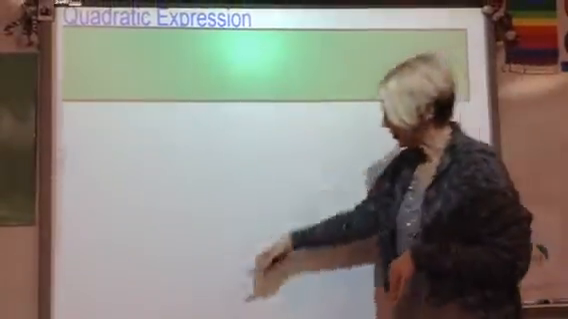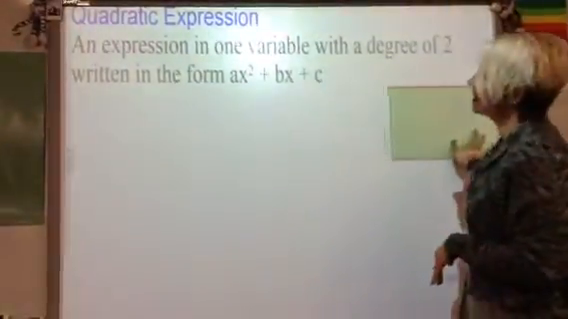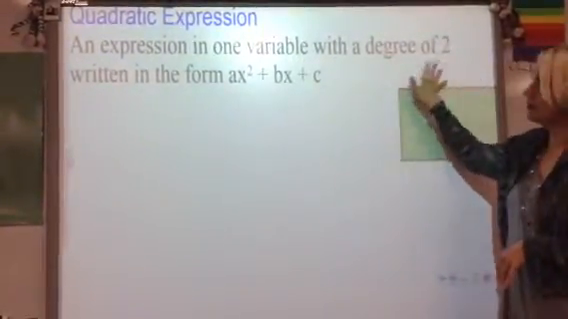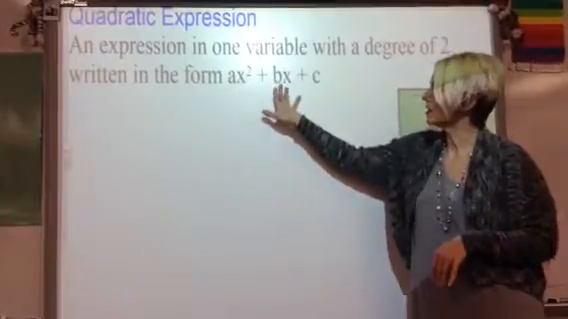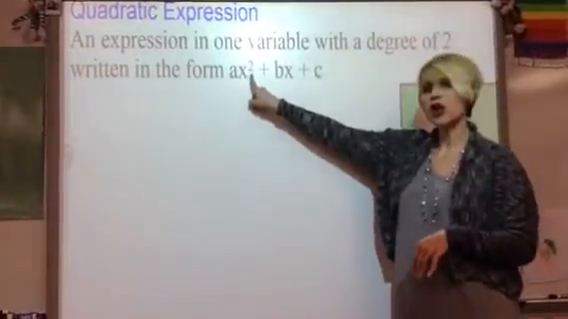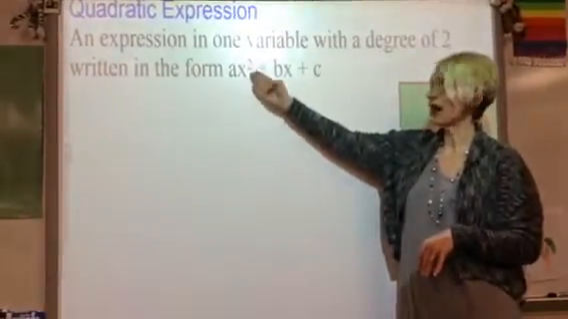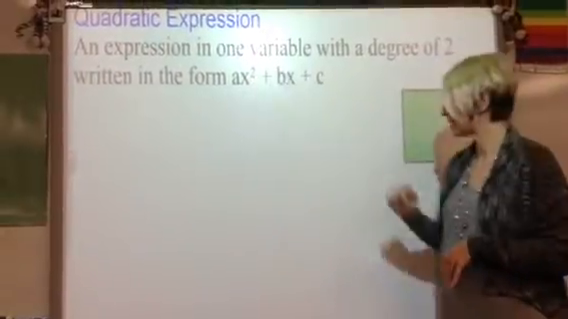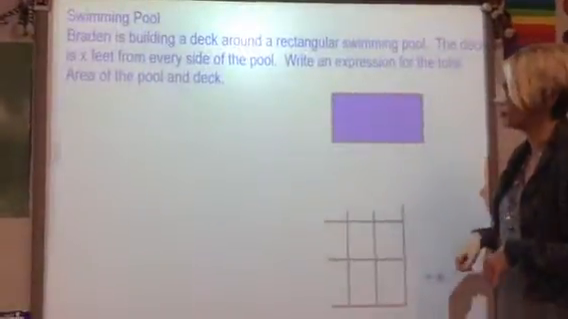All right, a quadratic expression is an expression in one variable with a degree of 2 written in the form ax squared plus bx plus c. So we're going to call this a quadratic expression when you have a power of 2 on your x. So that's called a quadratic expression.